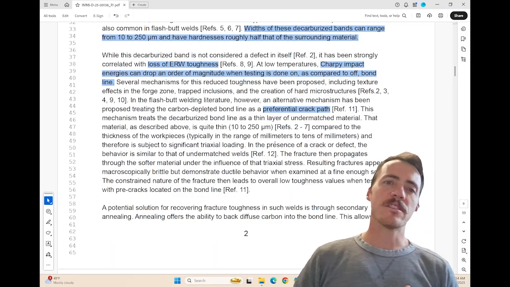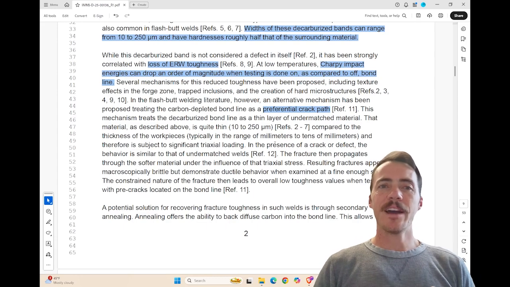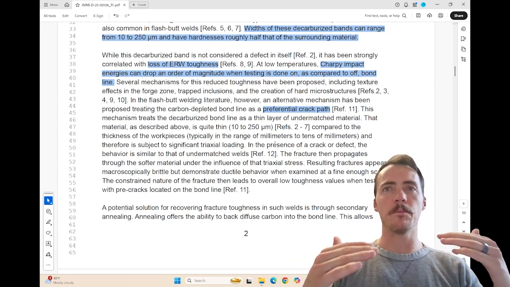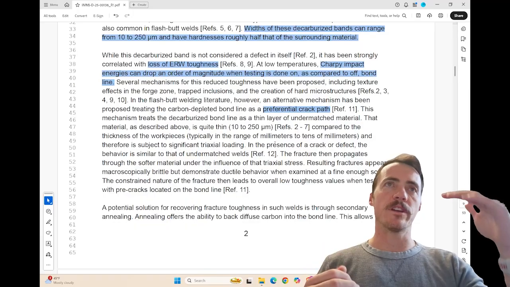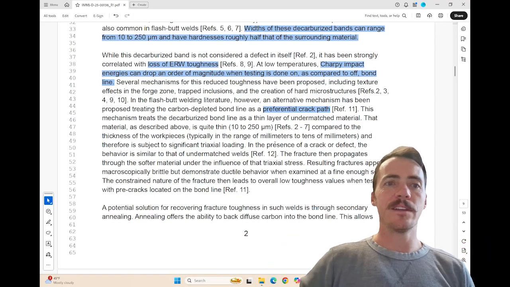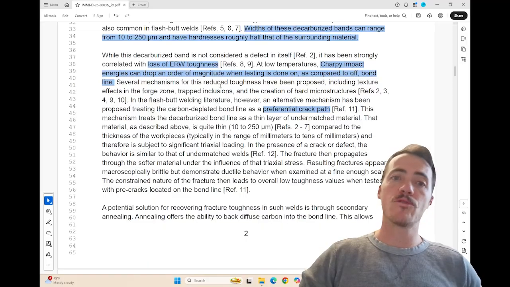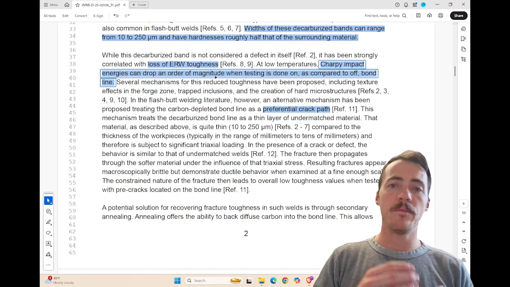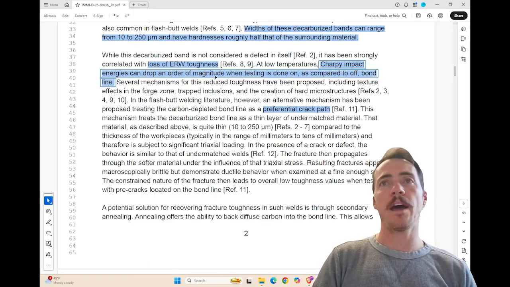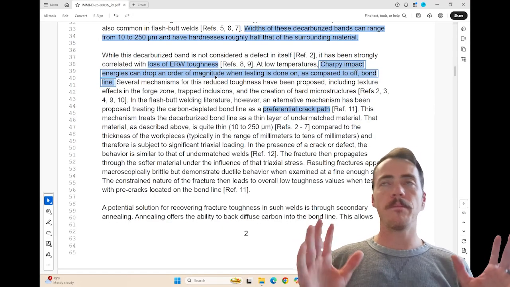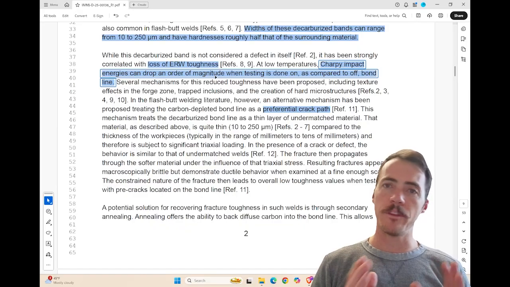And it's not just a softening that's the problem. There's actually a loss of toughness, which is a bit unusual. Normally there's this inverse relationship between hardness and toughness, where if you're going to sacrifice hardness, you oftentimes gain toughness, but that's not the case here. It says that Charpy impact energies drop an order of magnitude in that region, and therefore they become these preferential crack line paths along that decarburized band. Now, there's lots of theories on why that's happening, but that's not what this paper's about.